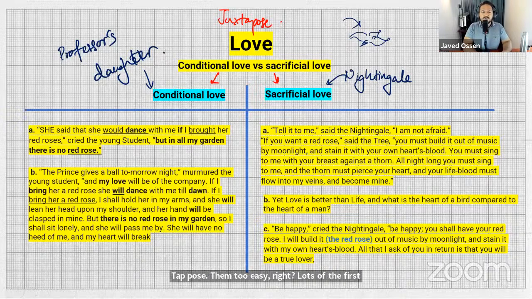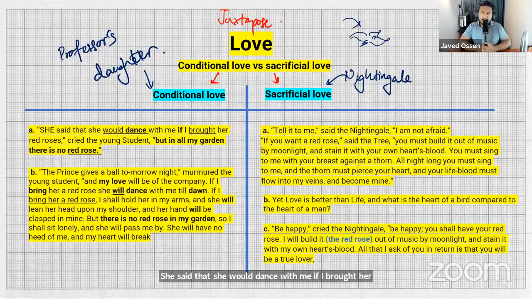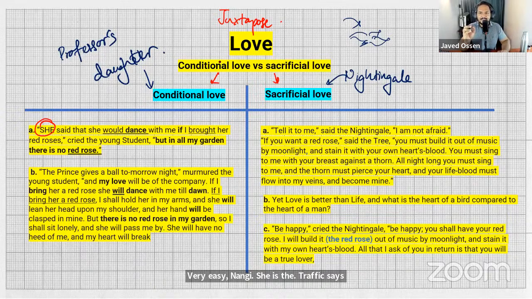What's the first example? The Nightingale and the Rose begins with this proclamation, with this huge announcement. "She said that she would dance with me if I brought her red roses," cried the young student. "But in all my garden, there is no red rose." The young student says that. She, who is she, by the way? Very easy. She is the professor's daughter. He's yelling it out. So the professor's daughter has conditional love, right?